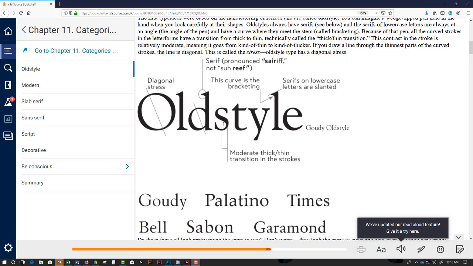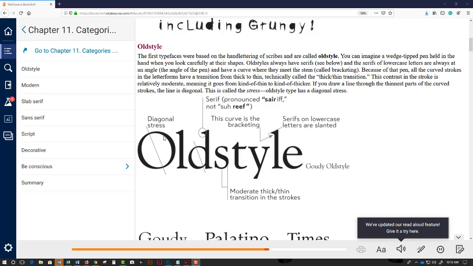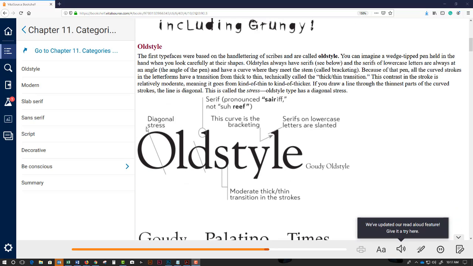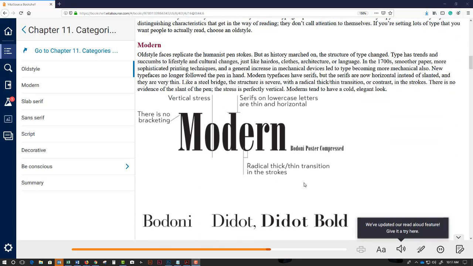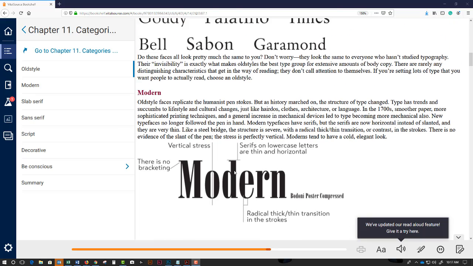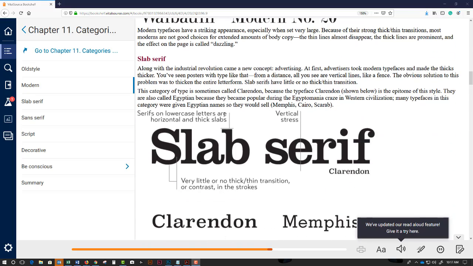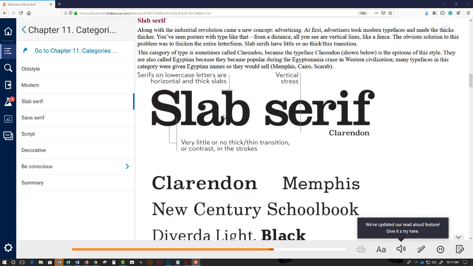What's nice about the book is it breaks down old style, gives you a nice term to hold on to for serifs, and shows you how the old style has diagonal stress, thick to thin transition in the strokes, talks about the way the brackets look, and goes on, talks about modern typefaces, which has that strong thick to thin transition and has a vertical stress rather than a diagonal stress. And this is a category of serif right here. This is the classic or old style. This is modern, and then there's slab serif, which is also in the category called serif.